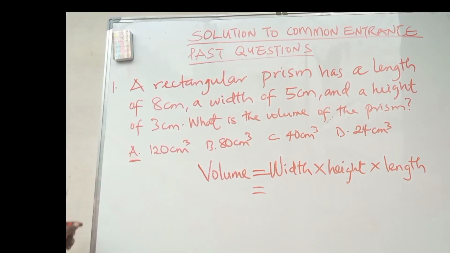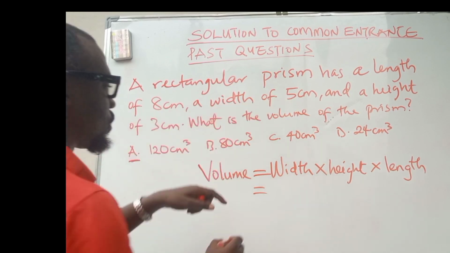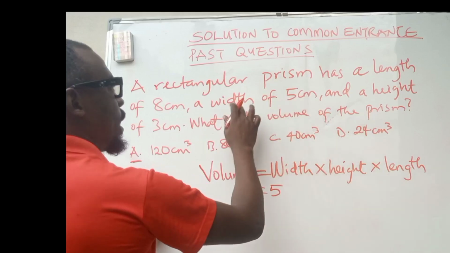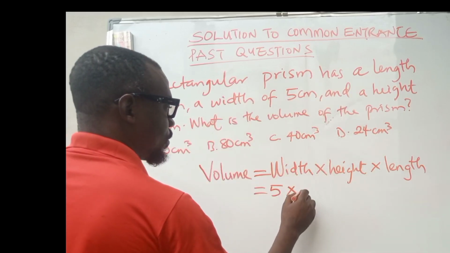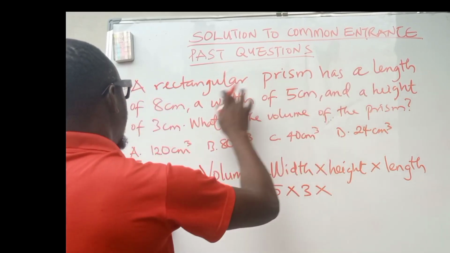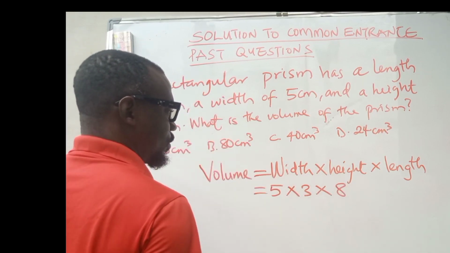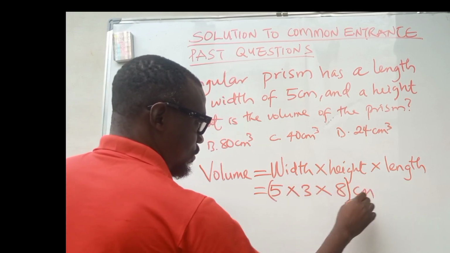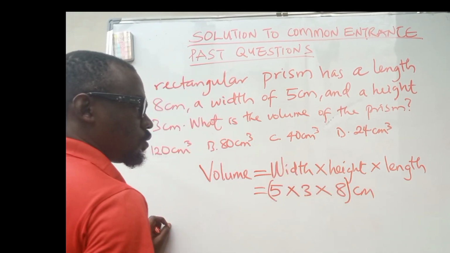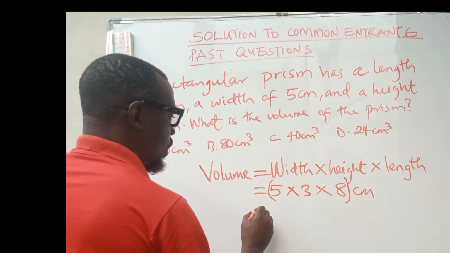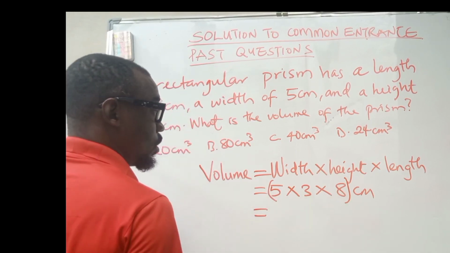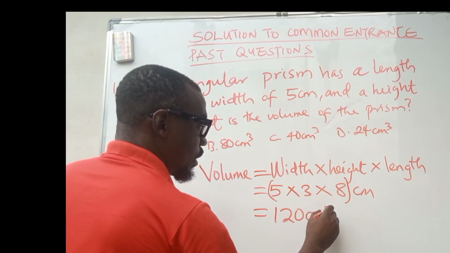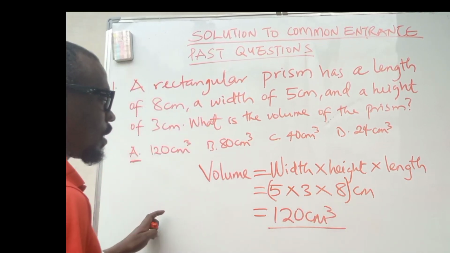So from the question, what is the width? The width is 5 centimeter. What about the height? The height is 3 centimeter. Then what about the length? The length is 8 centimeter. All in centimeter. Don't forget to put the units. Now, if you multiply this value, it will give you 120 and the unit will be cube. So that is the answer.